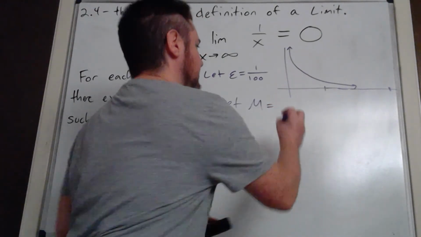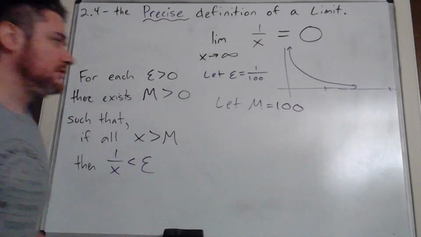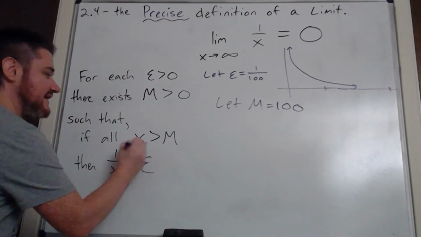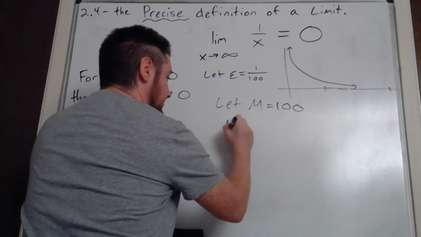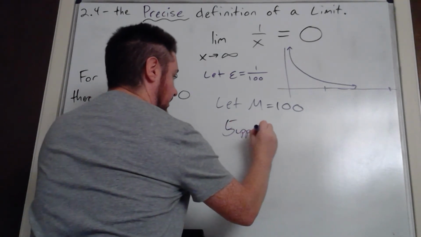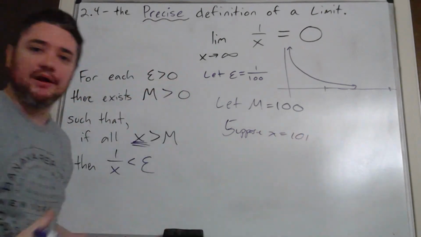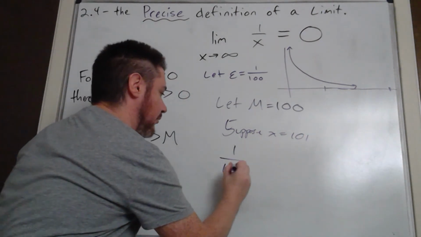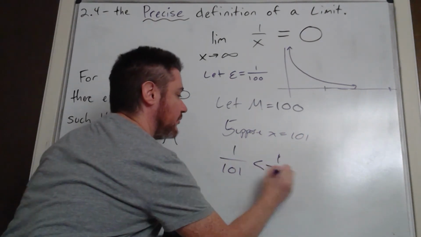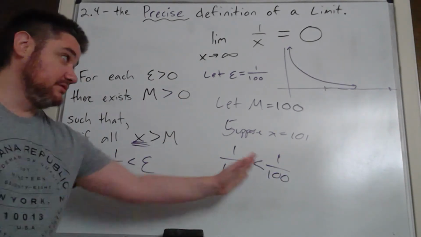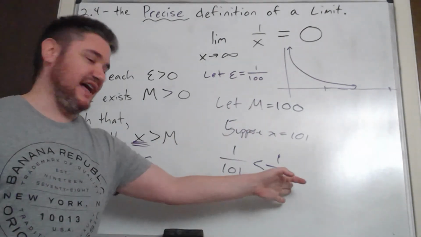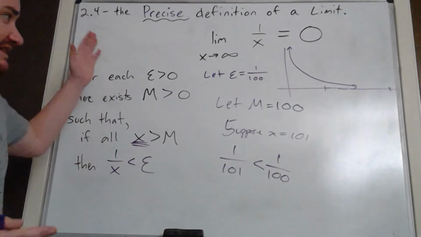Could you, in this case, actually let m be 100? Yeah, you could, because then we need x values that are greater than m. So suppose x could be the next value, 101. Then it's true that 1 over 101 is less than 1 over 100, and for every other x value down the line to the right, that's also true. Okay, so that's a very simple example.